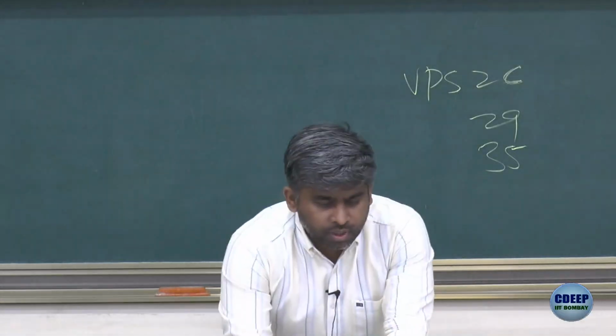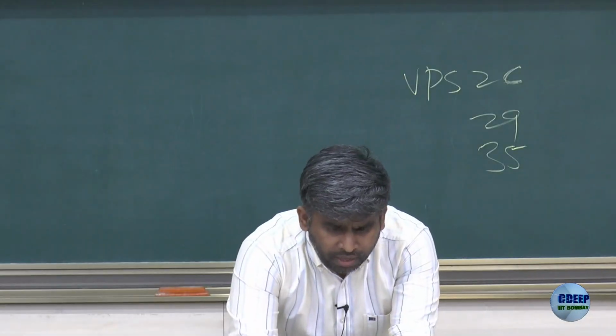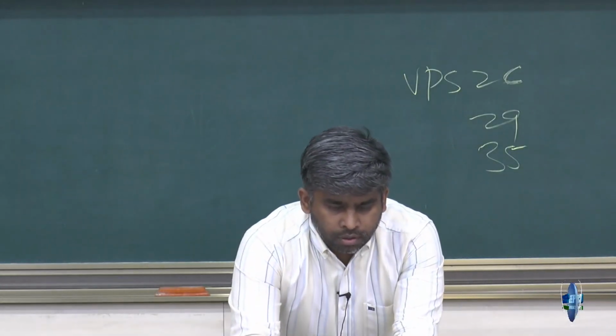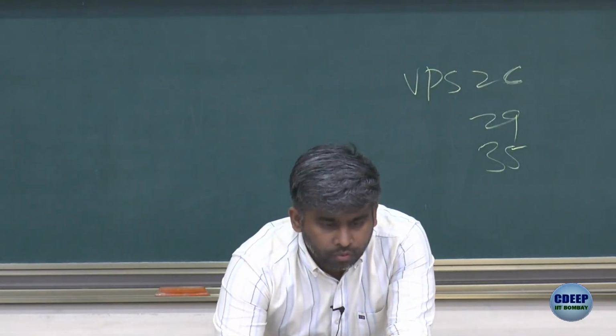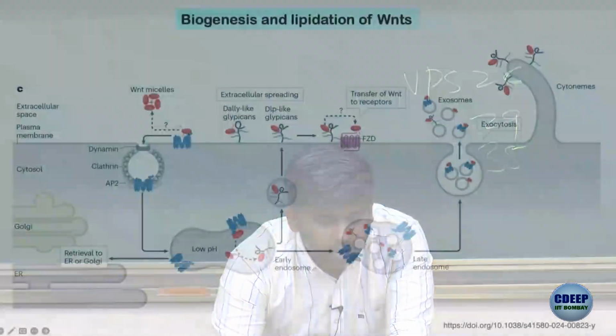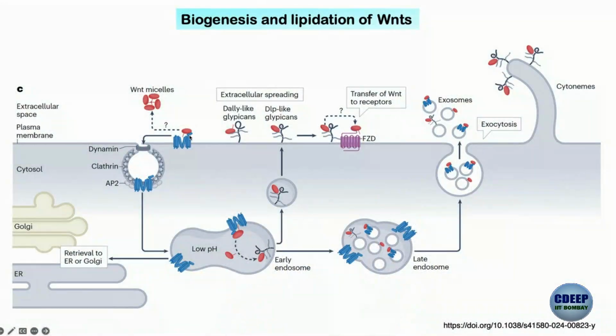So, in this case what is happening at early endosomes, now just pay a little bit of attention to this. One way how your Wnt can get out from this Wntless in extracellular space is by formation of Wnt micelles like this, okay?